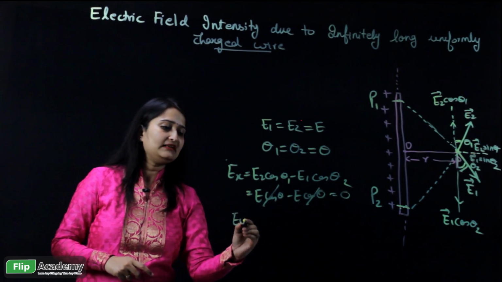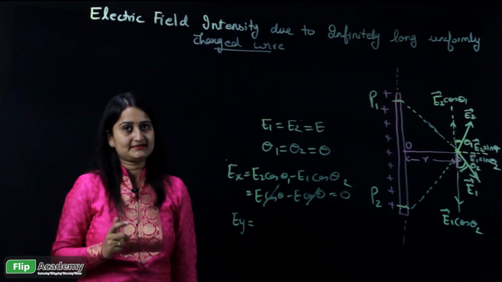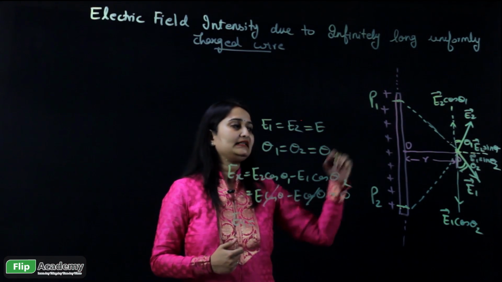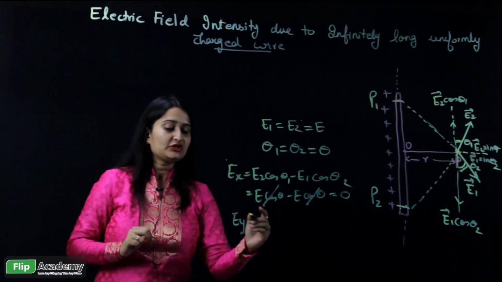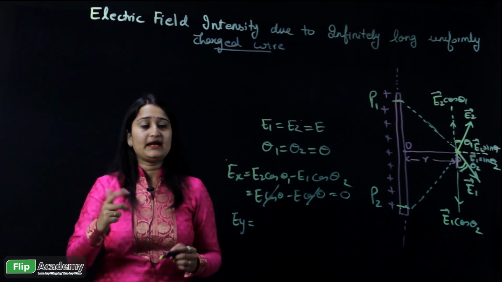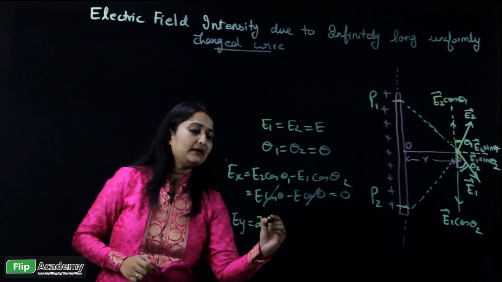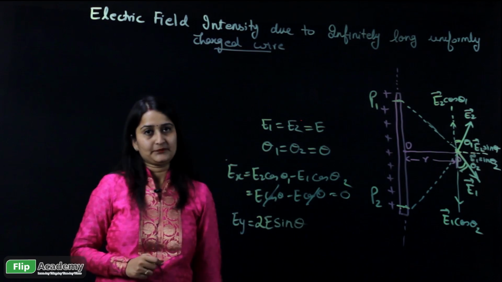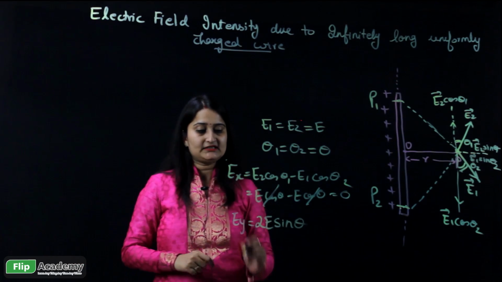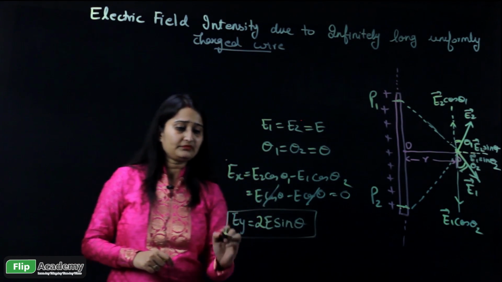Similarly, if you have to find the resultant along the y-axis, you can see E2 sin theta and E1 sin theta are both going in the same direction, so they need to add up. I am adding them directly, so it becomes 2 times E sin theta, and this 2 times E sin theta is called EY.